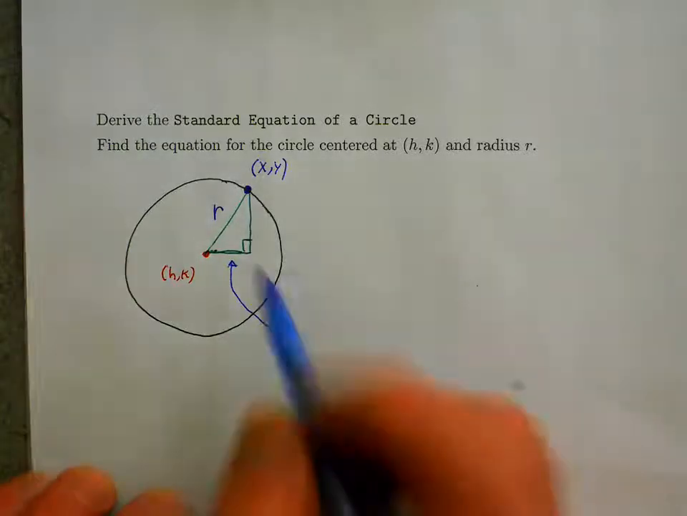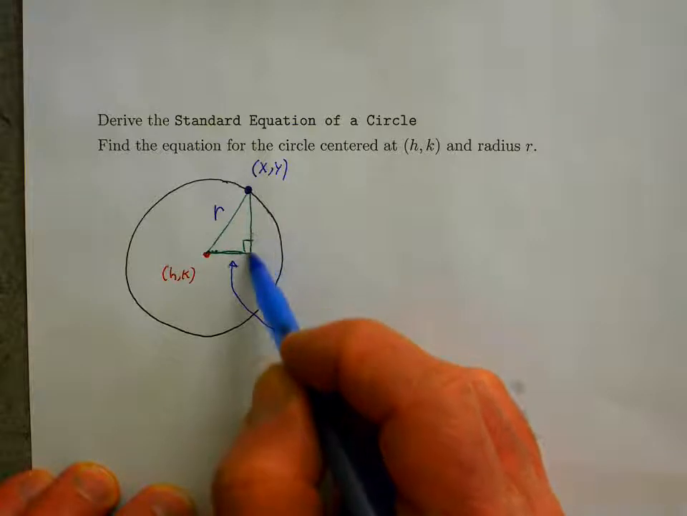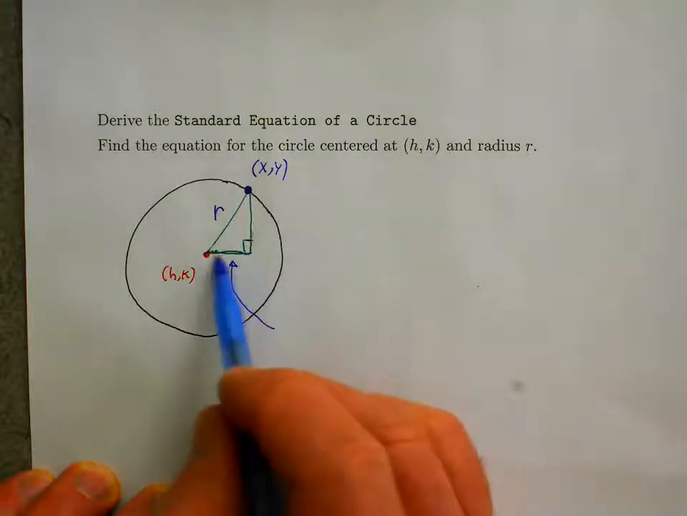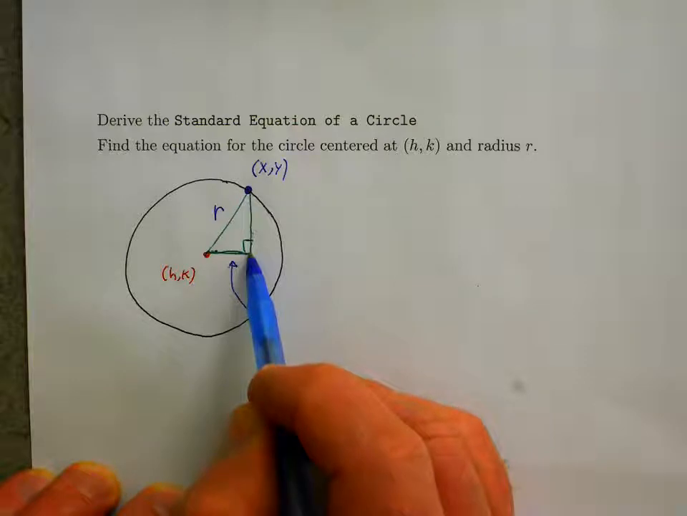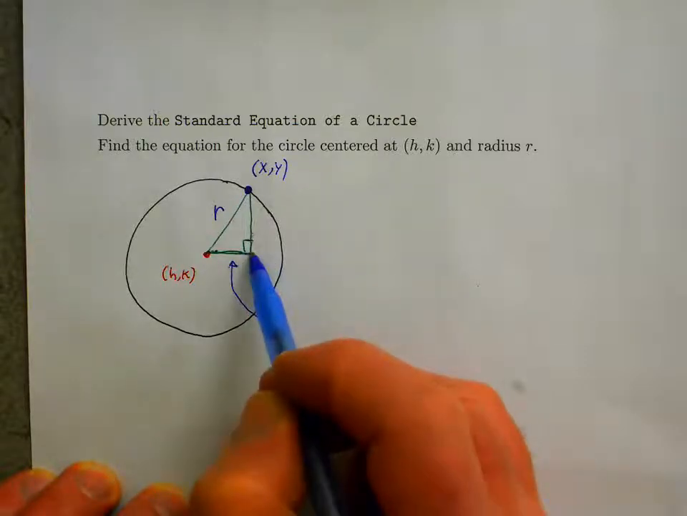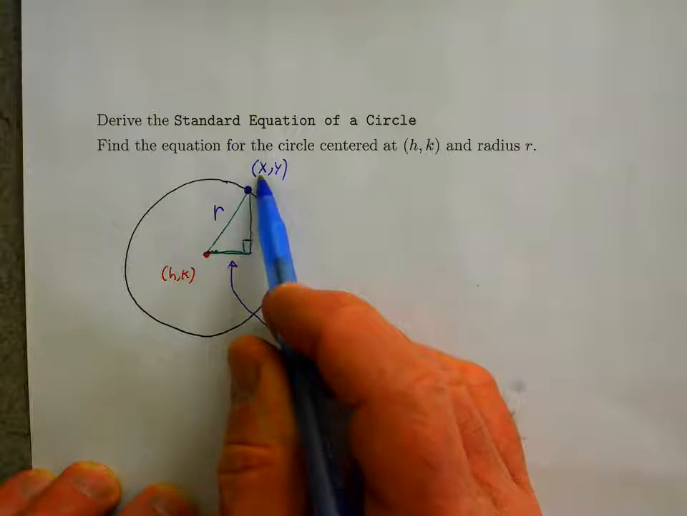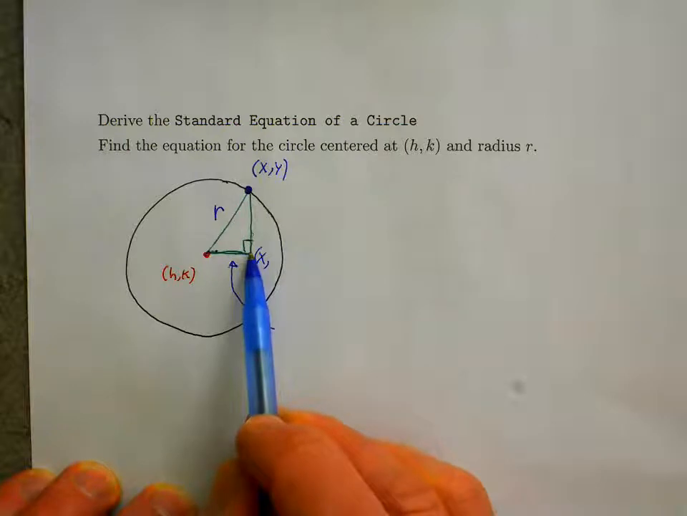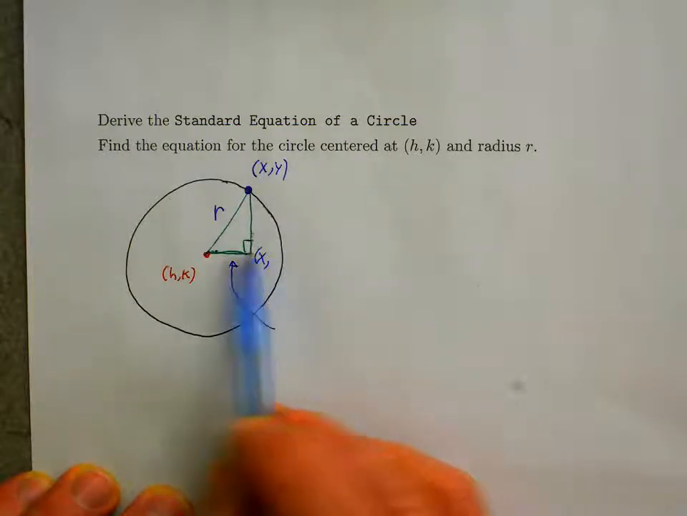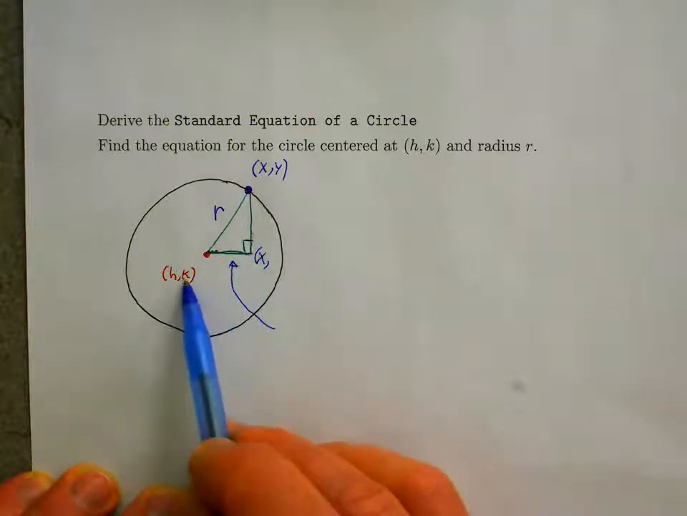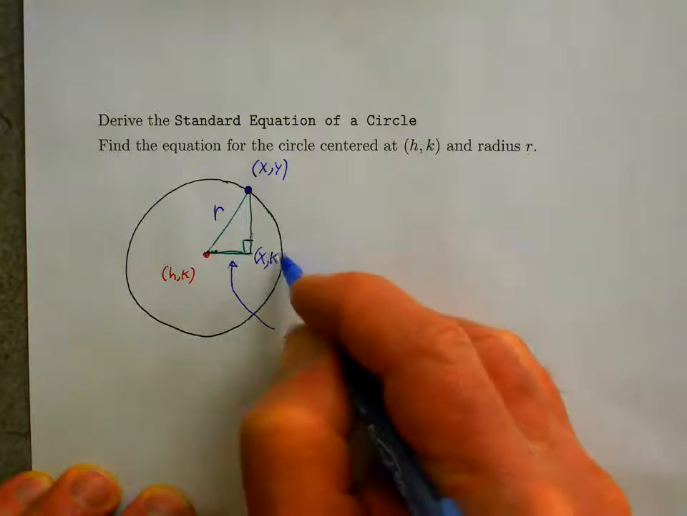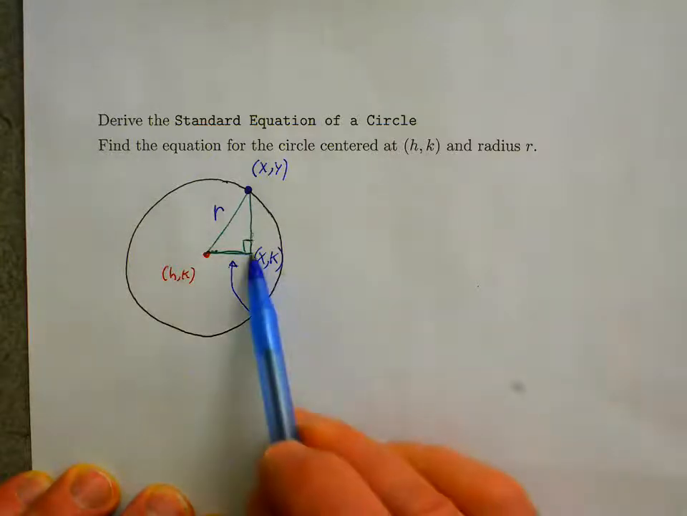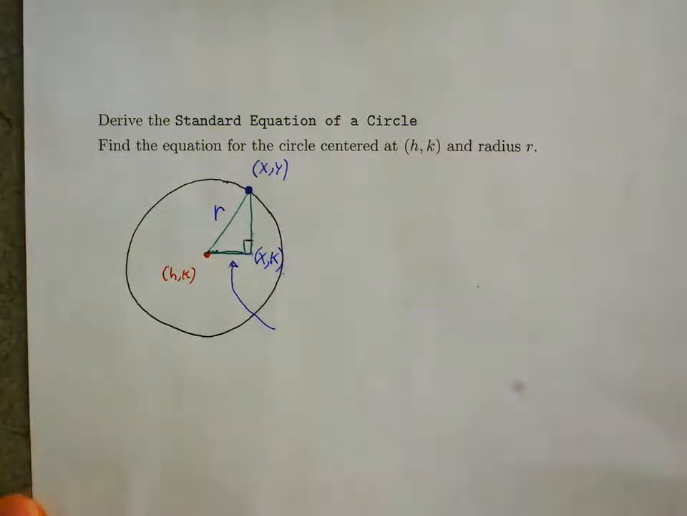Okay, it might help to label the ordered pair of the vertex of the right angle. The x-coordinate of the vertex is the same as the x-coordinate of the point (x, y). And the y-coordinate of the vertex of the right angle is the same as the y-coordinate of the center, k. So (x, k) is the ordered pair for the vertex of the right angle.